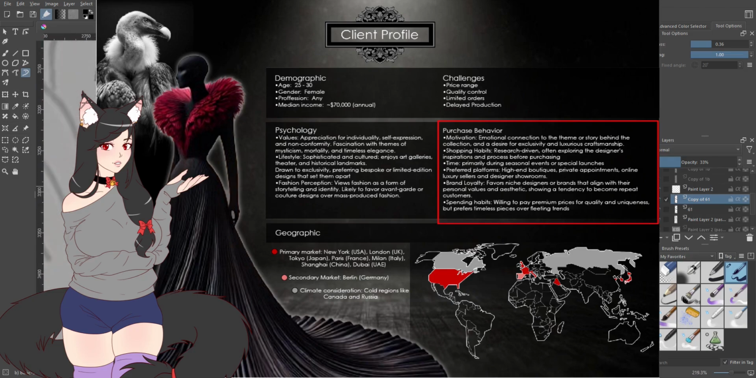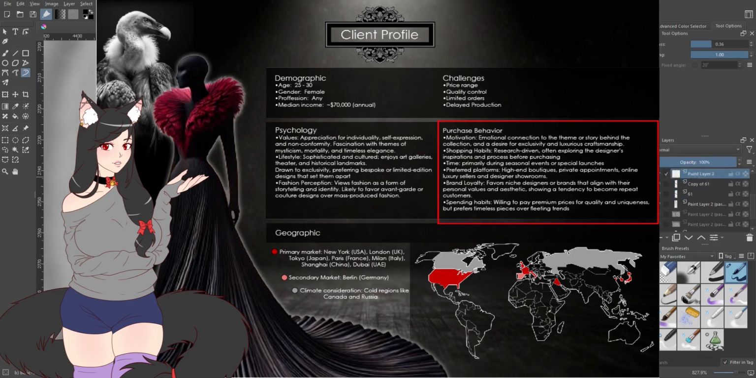Well, the motivation of my demographic would be an emotional connection to this theme or story behind this collection. So, environmental conservation, animal conservation, the themes of life and death and the cycle of life, and so forth. Their shopping habits would be research-driven, often exploring the designer's inspiration and process before purchasing. And the shopping times would primarily be during seasonal events or special launches.